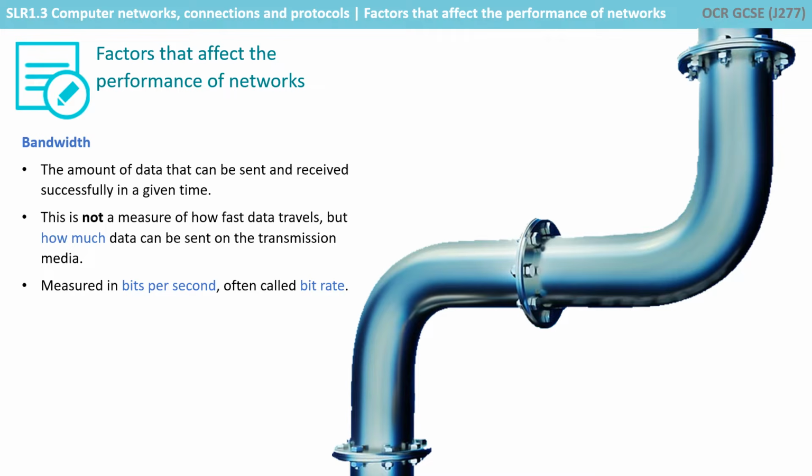This is not a measure of how fast the data travels, but how much data can be sent on the transmission media, measured in bits per second and often called the bit rate. The easiest way to think about bandwidth is to compare a straw to a drain pipe. The water can travel at the same speed through both, but there's much less bandwidth in the straw.